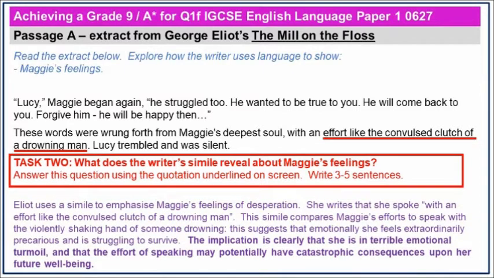Well, I developed my answer further by writing, the implication is clearly that she is in terrible emotional turmoil and that the effect of speaking may potentially have catastrophic consequences upon her future well-being. Just as someone drowning is likely to be irreparably changed following the ordeal, they will be either dead or have a clear sense of the vulnerability of their mortality, so Maggie is likely to be similarly scarred.